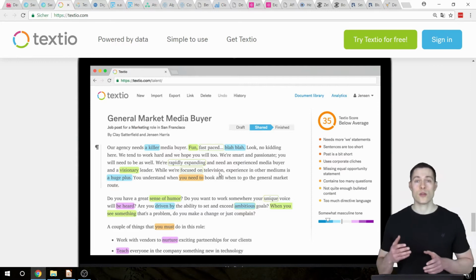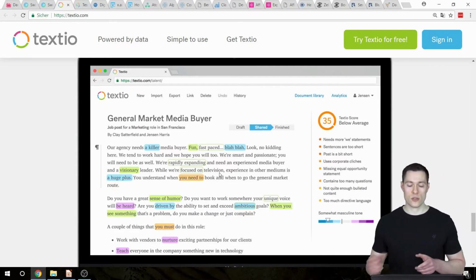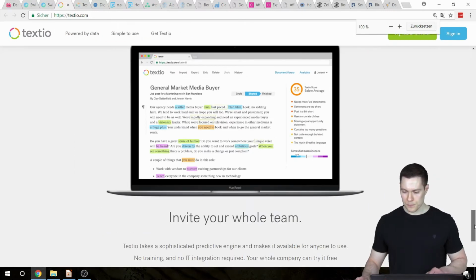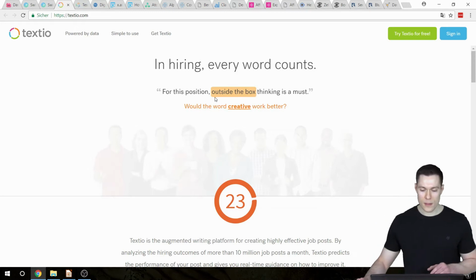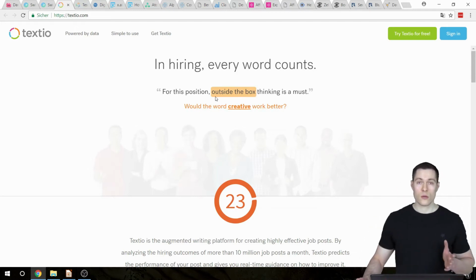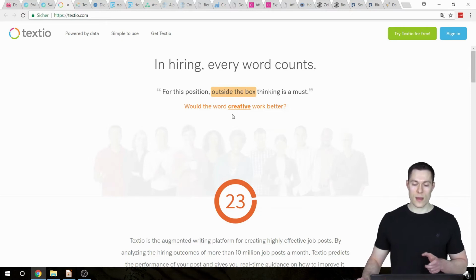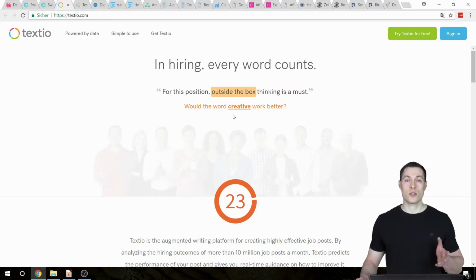And because of their extensive analysis of all those job postings, they can now give you also some direct and concrete feedback. So for example, those orange highlighted expressions are expressions that usually don't perform well in job listings. So if I scroll up again, then for example here, instead of writing outside the box, Textio suggests that just writing creative would be better. And that's because this seems to be more attractive to potential applicants.